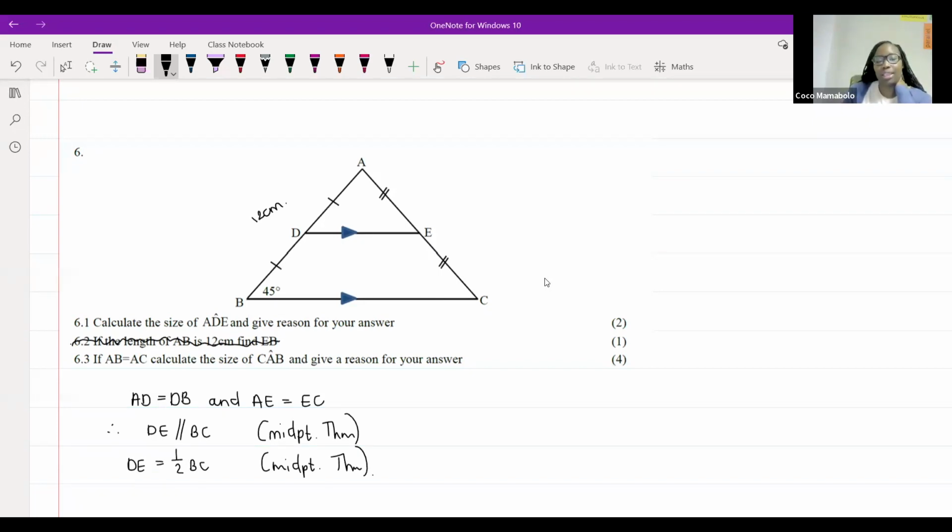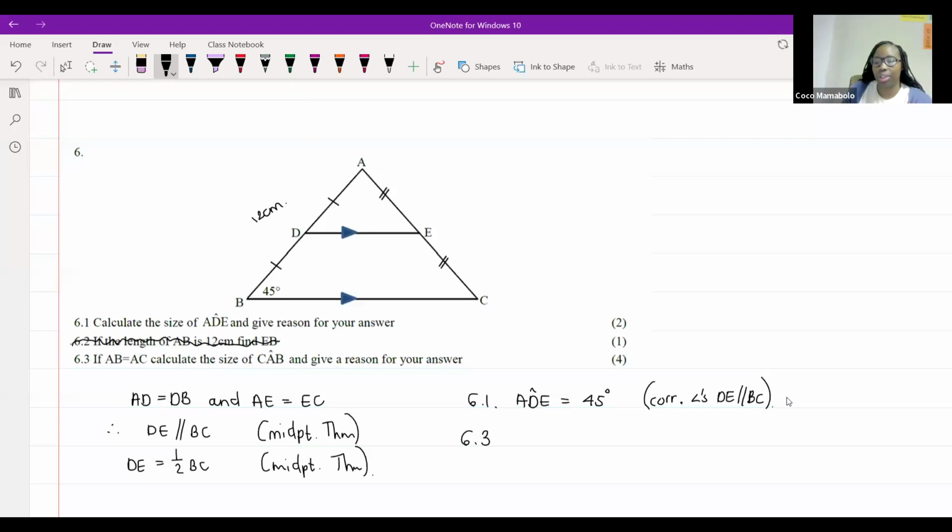Now, question 1 says, calculate the size of angle ADE and give a reason for your answer. So 6.1, this is easy, right? Angle ADE is equal to 45 degrees, and the reason is corresponding angles, DE is parallel to BC. That's 6.1. We're going to skip 6.2. It's a bit more complicated than we'd like. Then we're going to go to 6.3.